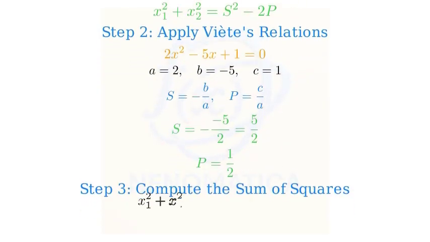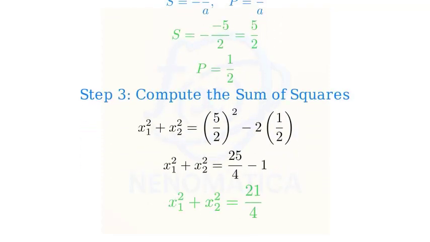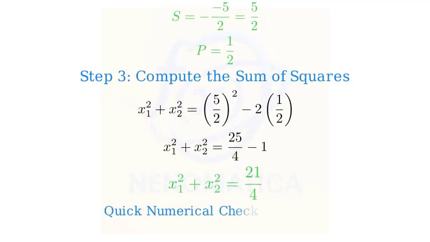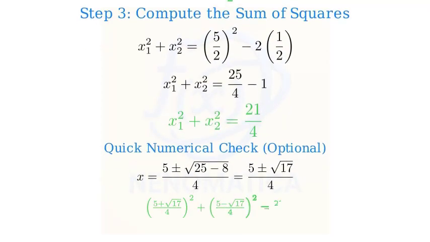Step 3. Substitute into the identity x1 squared plus x2 squared equals S squared minus 2P. Using S equals 5 over 2 and P equals 1/2 gives 25 over 4 minus 1, which simplifies to 21 over 4. As a quick check, we could also solve the quadratic to find the two roots and verify that the sum of their squares matches 21 over 4.